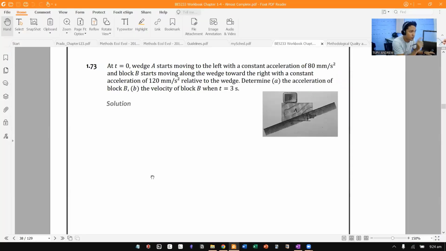Notice the given constant acceleration of 80 and constant acceleration of 120. So it belongs to category 1 motion, which is uniformly accelerated motion. So we already have the equations for this type of motion.